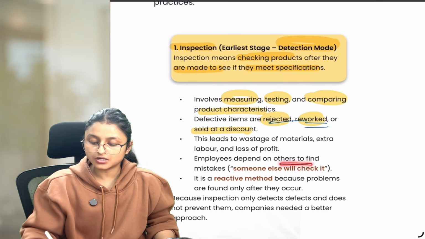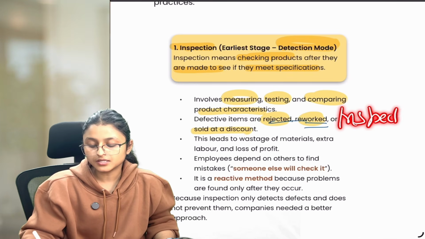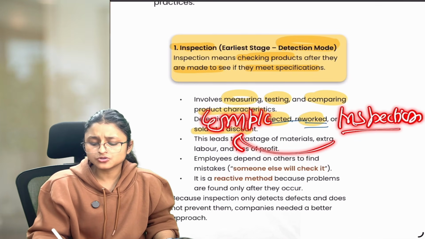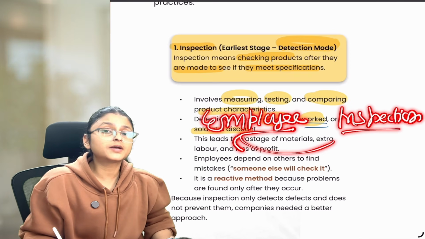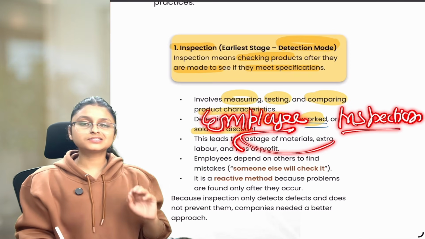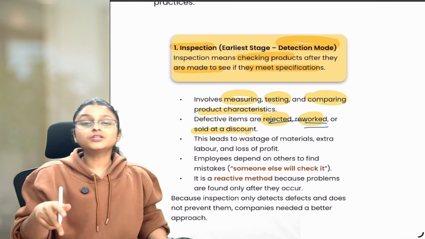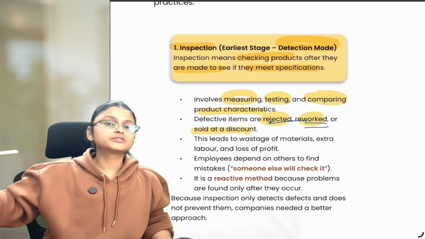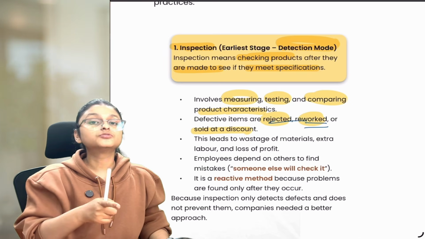Employees depend on others to find mistakes. Now, when inspection is done, think about it. The employee who is producing the product has no care about the quality because his aim is only to make that product as fast as possible. He is not the one who is going to check the quality. There is some other person who is going to check the quality. Quality is not the issue of the person producing the product.